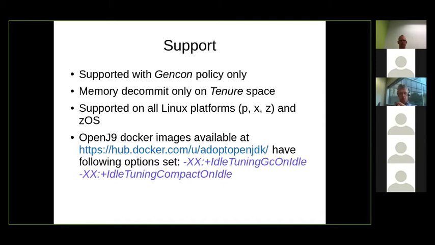We enabled support for idle tuning on Linux x86 initially, but this year we have also enabled it on all supported Linux platforms, Power, Intel, and Z Linux, and also on z/OS. And with the 0.9 release of OpenJ9, in the Docker images which we can obtain from hub.docker.com under AdoptOpenJDK, the idle tuning options are already set. So you don't need to set these idle tuning options specifically if you are using Docker images. I think that's all I have.